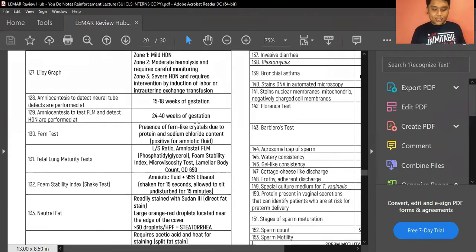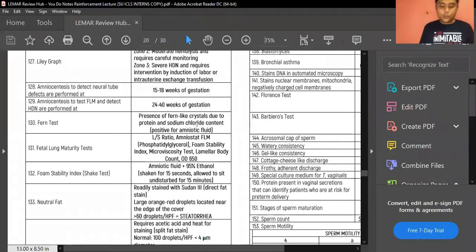Fern test, of course, to detect if it is amniotic fluid. So you put it on a slide, air dry, and then look for the presence of fern-like crystals.